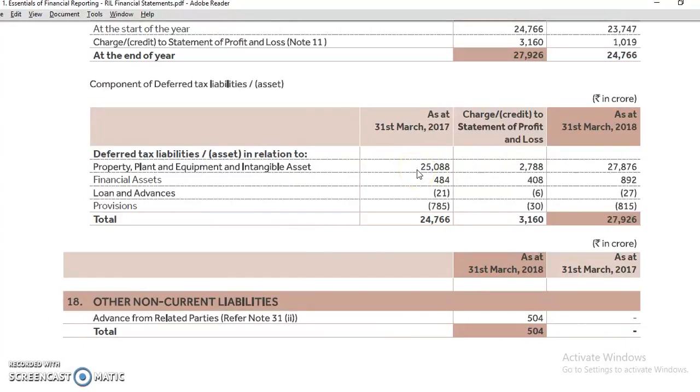That's a very short explanation for that. If you want to know in detail, please write down, and I will post another video explaining more details about deferred tax liabilities.